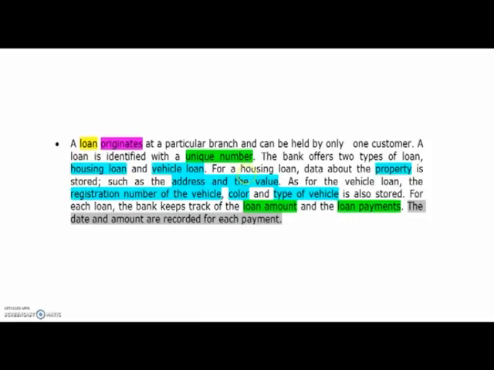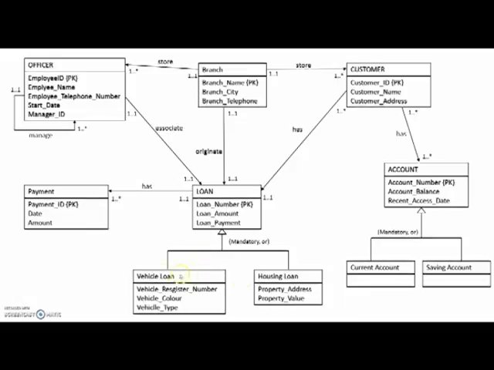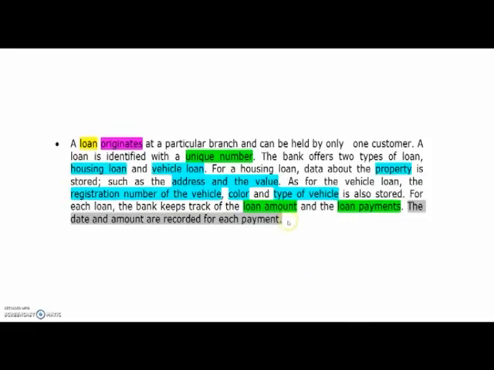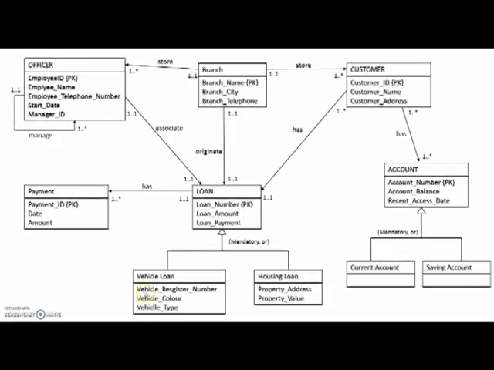So the sentence also mentions that the bank offers two types of loans, which is the housing loan and the vehicle loan. So we separate it into two boxes, which is the vehicle loan and housing loan. For each attribute, it has said for housing loan, the data is about the properties such as address and the value. For the vehicle loan, there are registration number of the vehicle, color and type of vehicle. So we're gonna fill out like this.